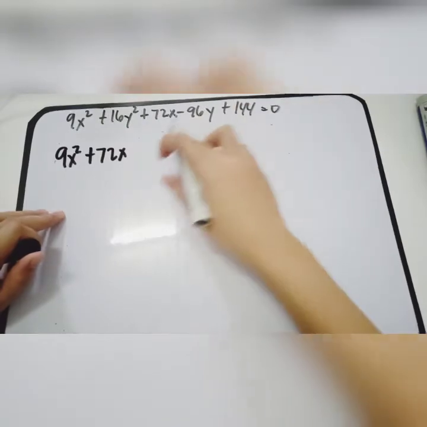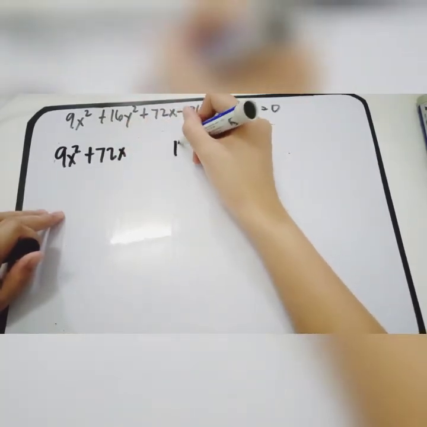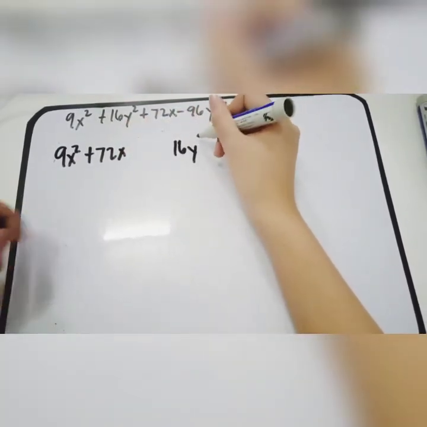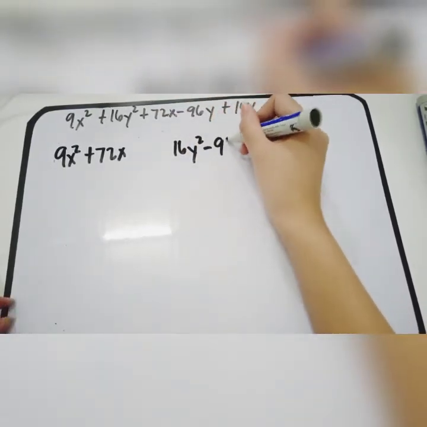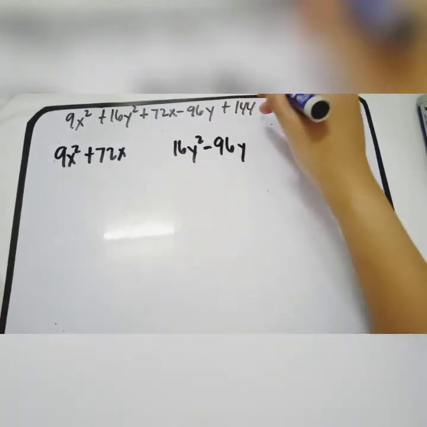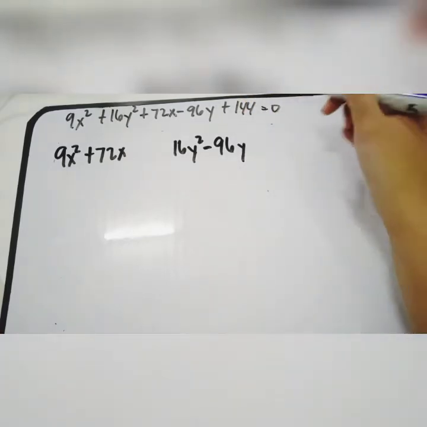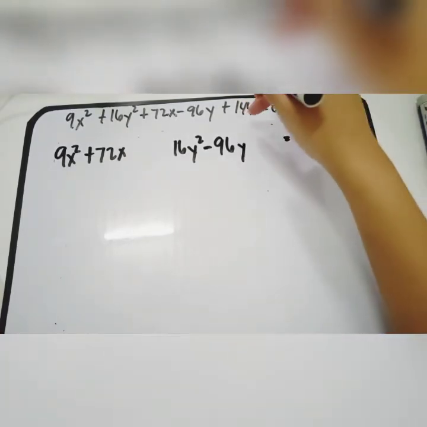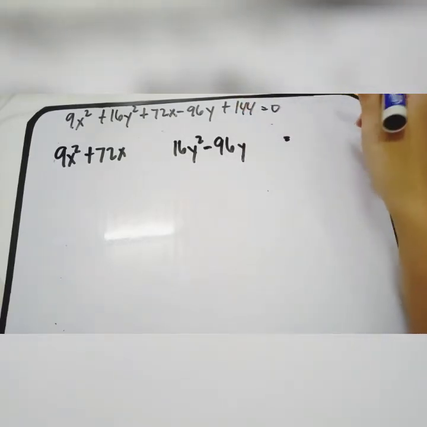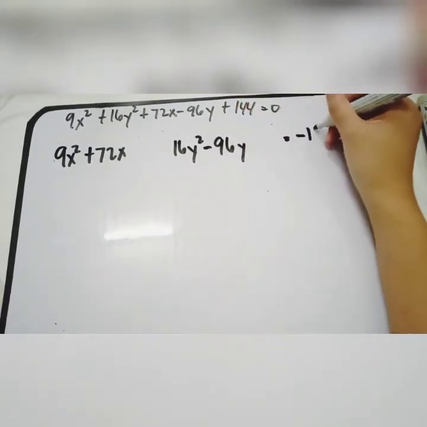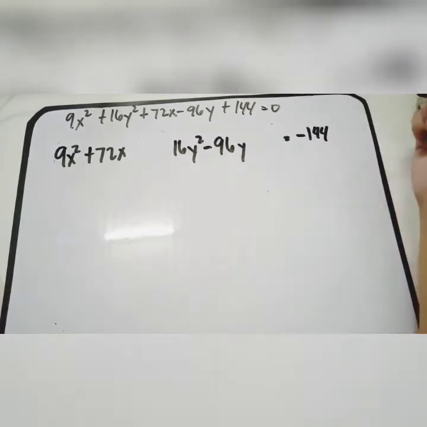72x, then si y, 16y squared, then si negative 96y. So, anong gagawin kay constant? I-transpose sa kabila. So, if positive 144, transpose sa kabila, magiging negative 144. So, anong gagawin natin next?